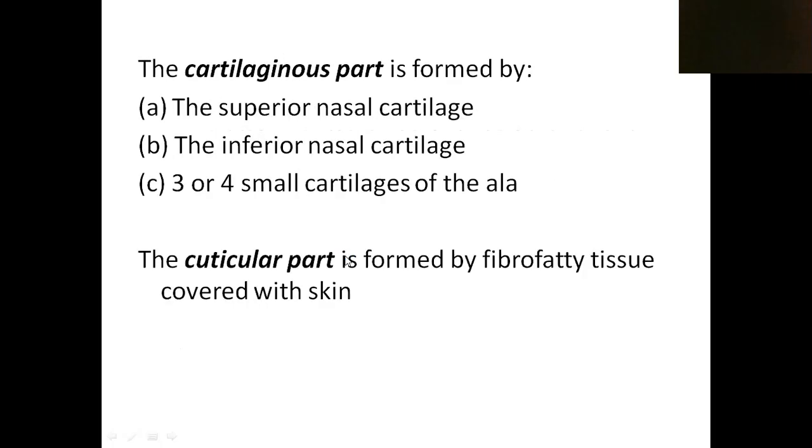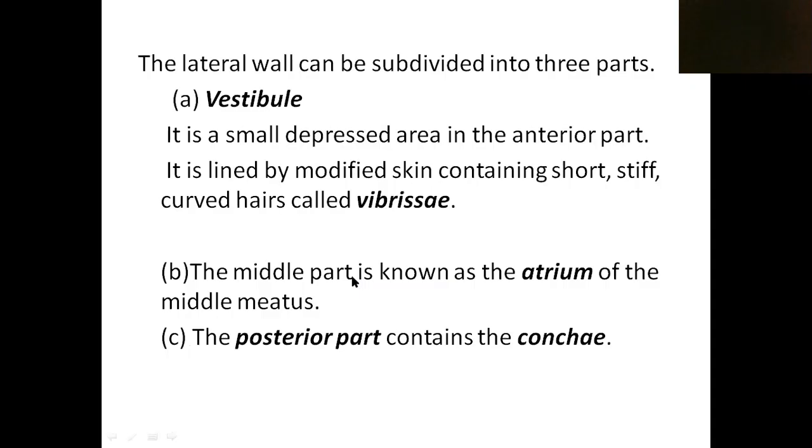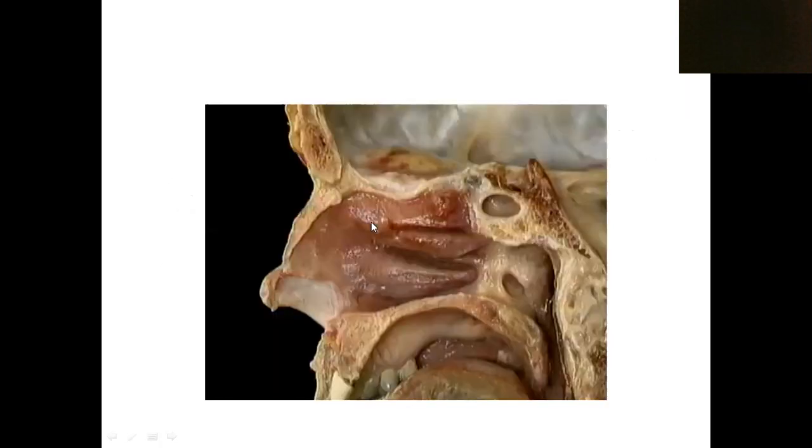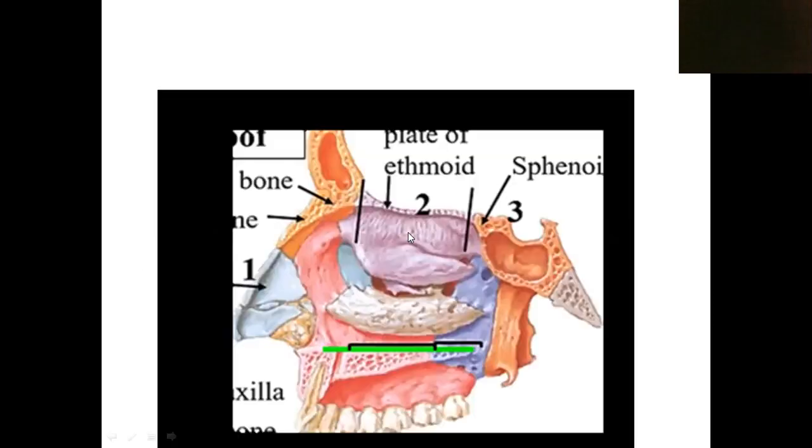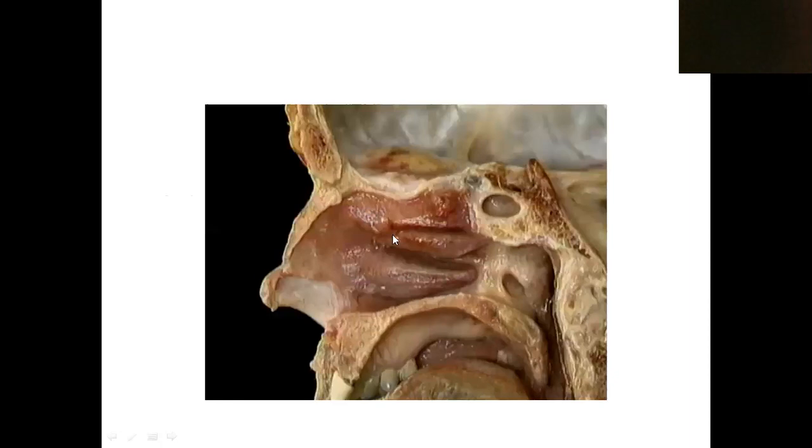Compare this diagram with this one. What is the difference? See that diagram. Here the bones and the cartilage are covered with mucous membrane. This is the mucous membrane covering the bones and the cartilages. We have to remove this mucous membrane layer to see those bones and cartilages. This part is made up of bones and this part is made up of cartilage.